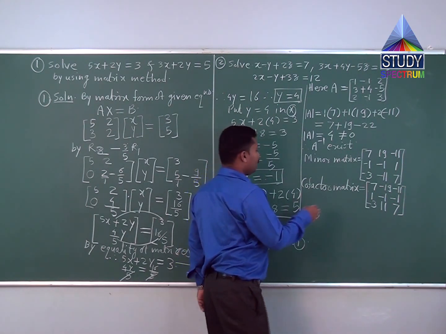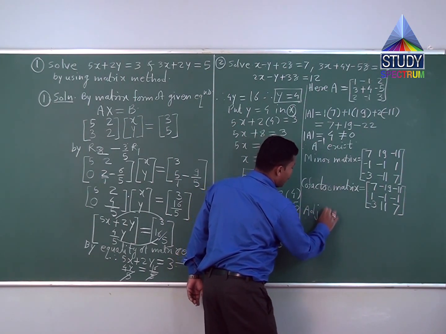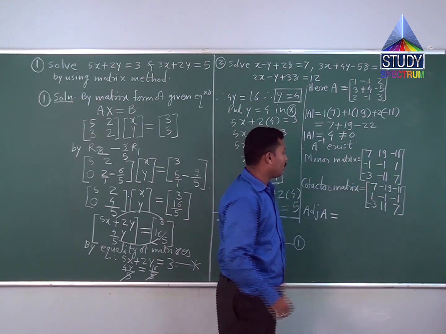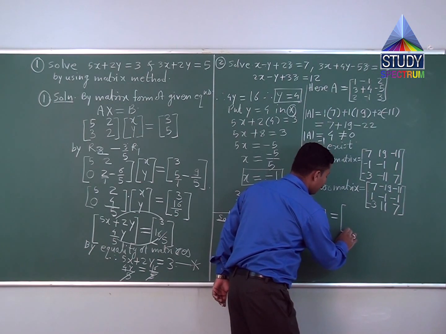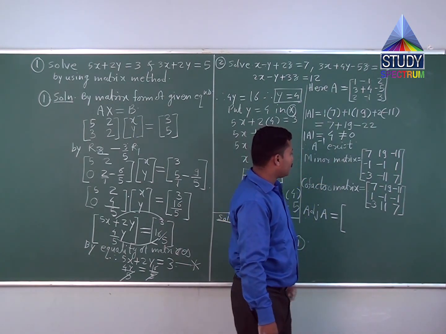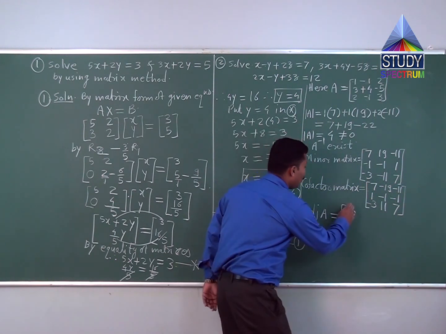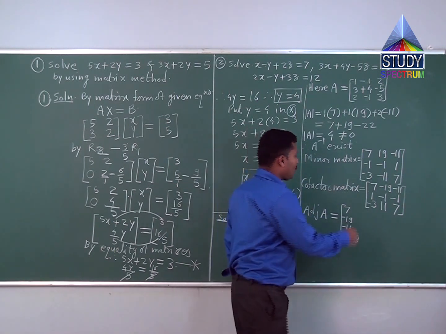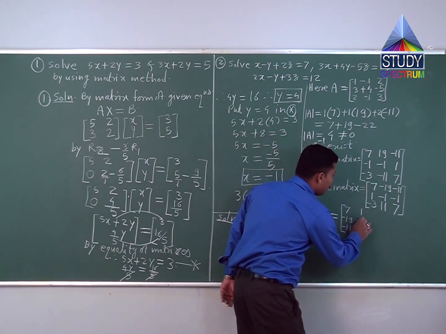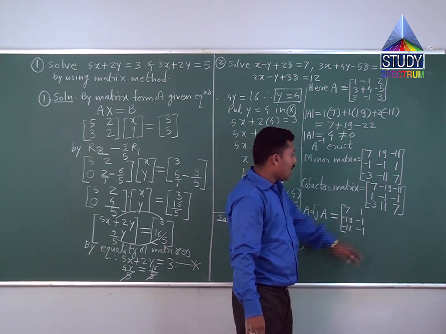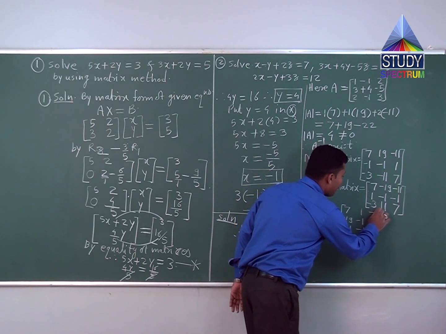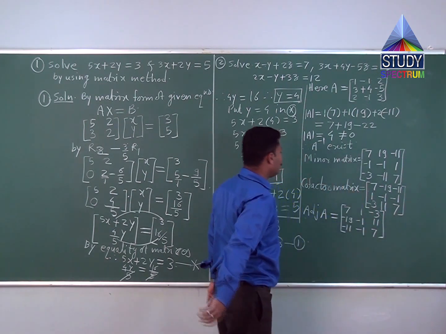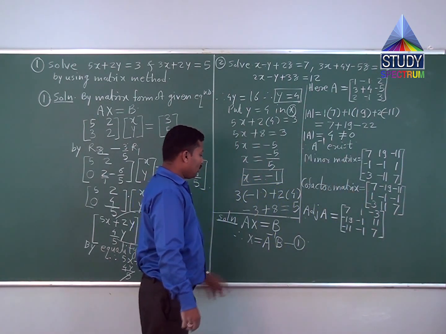We want to find adjoint. So adjoint of A equal to what? Transpose of cofactor matrix. What is transpose of this matrix? Transpose of cofactor matrix. So row becomes column. So 7, minus 19, minus 11. Again 1, minus 1, minus 1, and the third row becomes third column: minus 3, 11, 7. So this is adjoint of A. But A inverse equal to what?